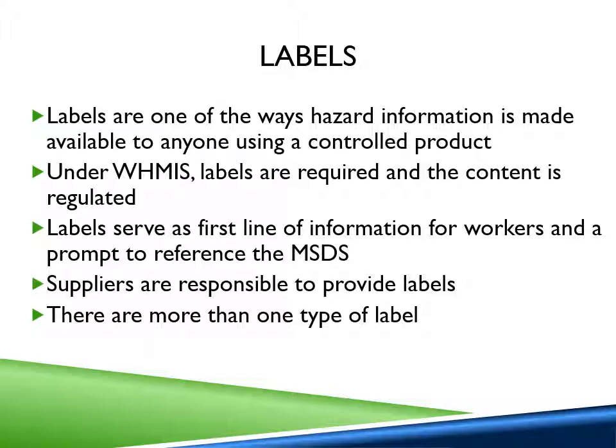The label serves as a prompt to reference the MSDS for the product. The MSDS provides more detailed information regarding the hazard and appropriate controls. If a worker is working with a product for the first time, they should reference the MSDS rather than just relying on the information in the label. The suppliers of controlled products are responsible for labeling products and providing them to customers in addition to the MSDS for the specific product. As you will discover over the next few slides, there are different types of labels and labeling requirements in addition to the supplier label.